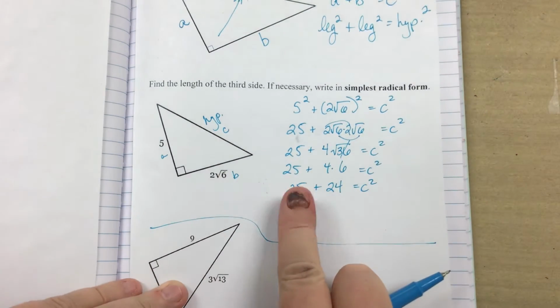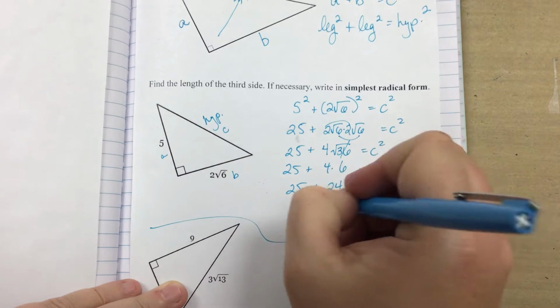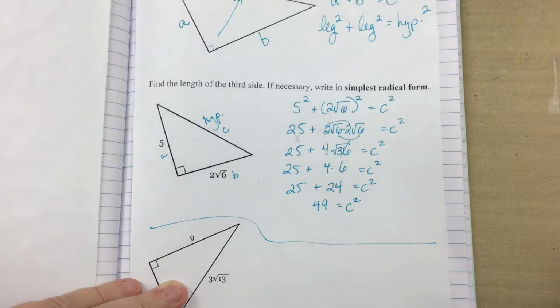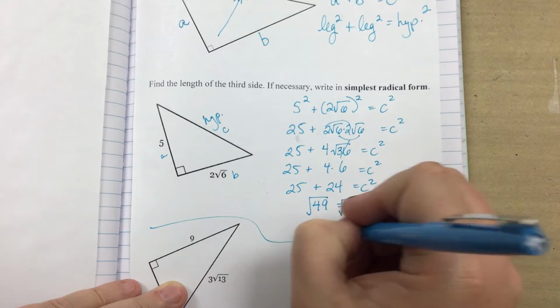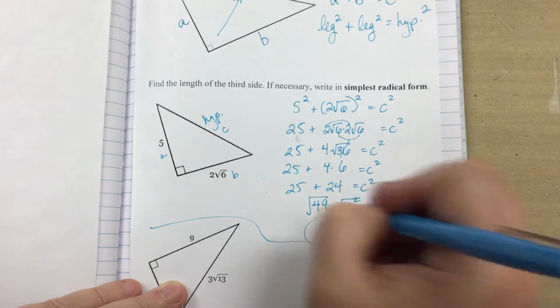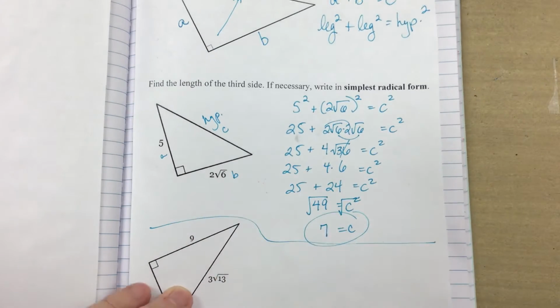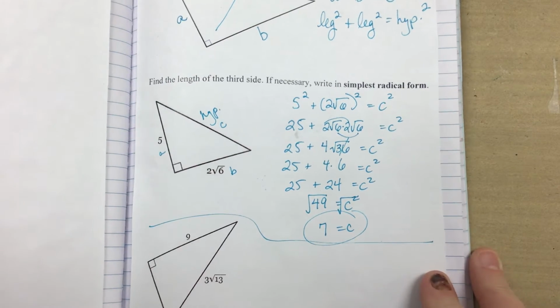If I combine like terms here, 25 plus 24 is 49. So if c squared equals 49, to find c, I'm going to take the square root of both sides. And 49 is a perfect square. The square root of 49 is 7. So I don't have to worry about simplifying anymore because it was a perfect square. Now realize they're not all going to work out that way, but that one will.